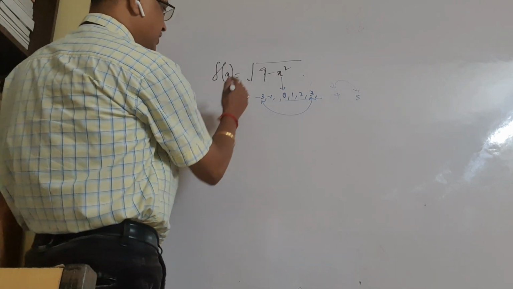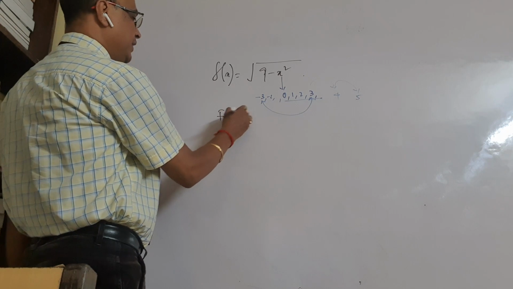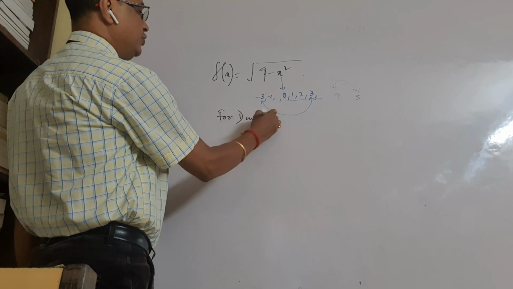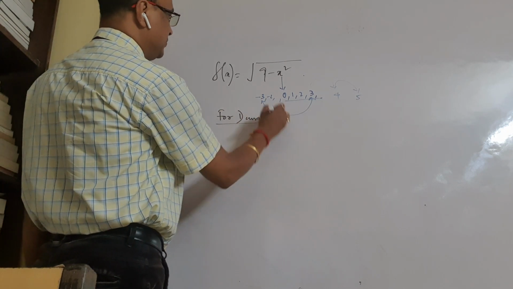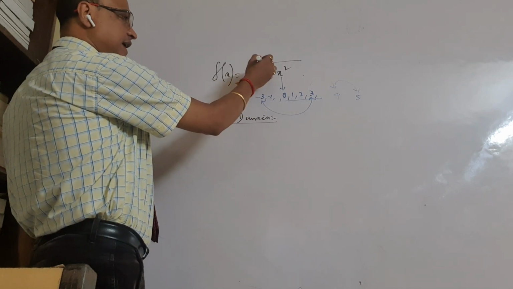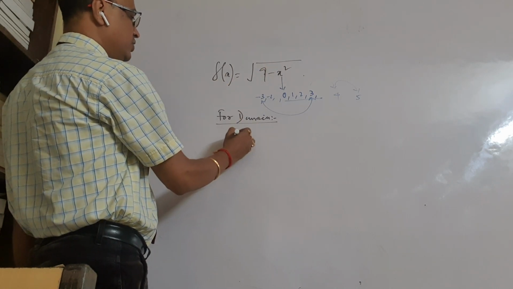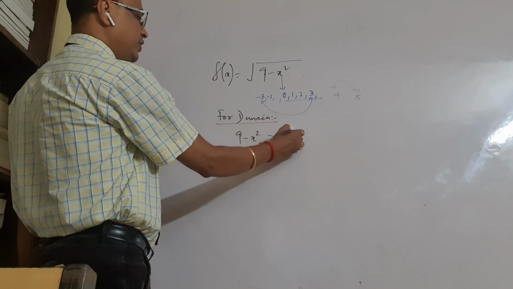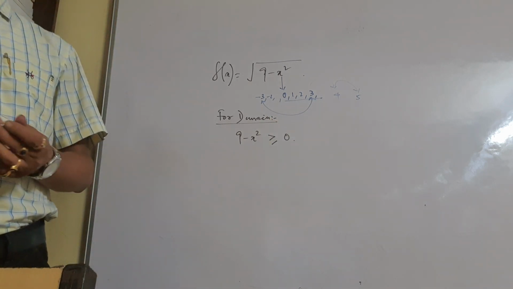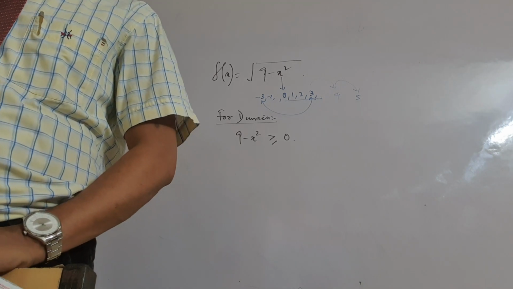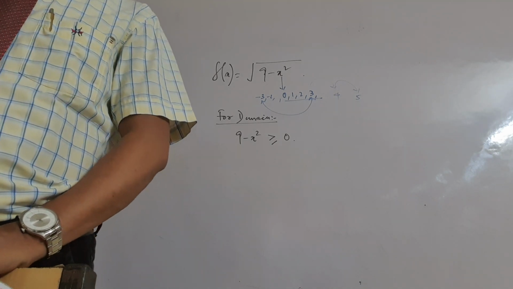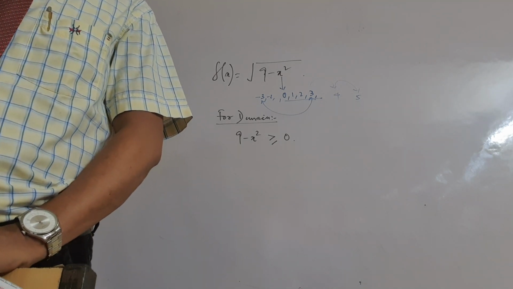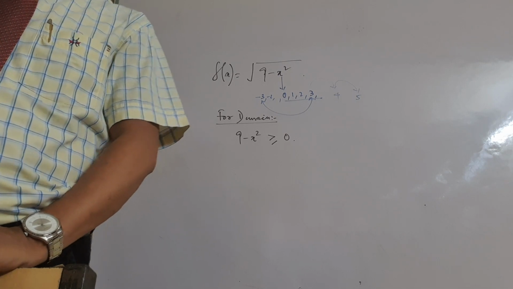So for this type of sum, when we wish to find the domain, that means the expression under the radical sign should be greater than or equal to 0. So for the domain, this 9 minus x square should be greater than or equal to 0. This is the mathematical condition. It should be greater than or equal to 0, because if it is less than 0, then it will become imaginary and it cannot be defined.